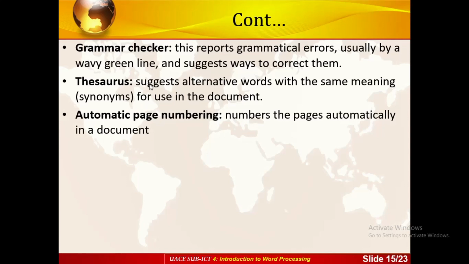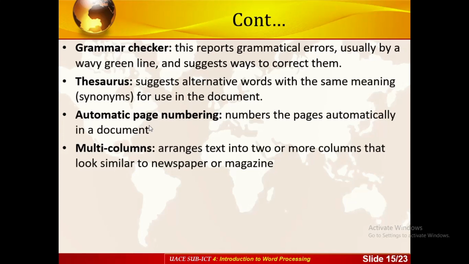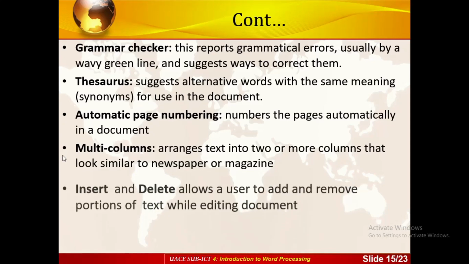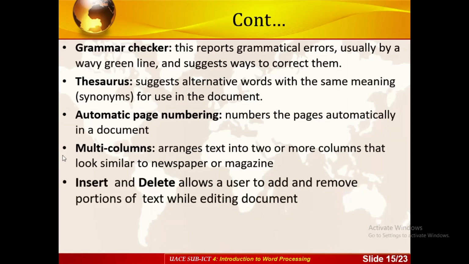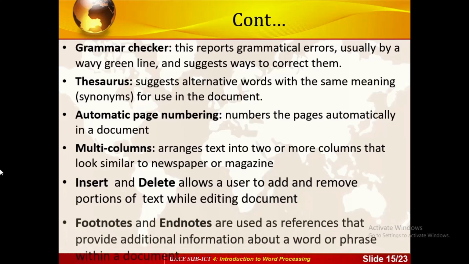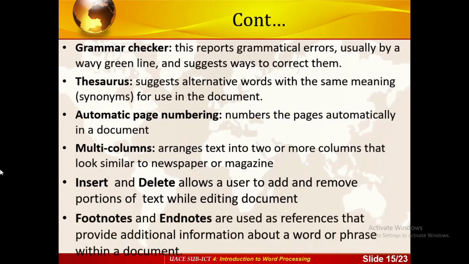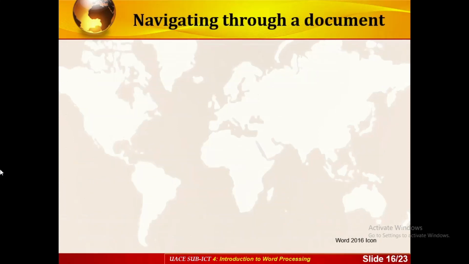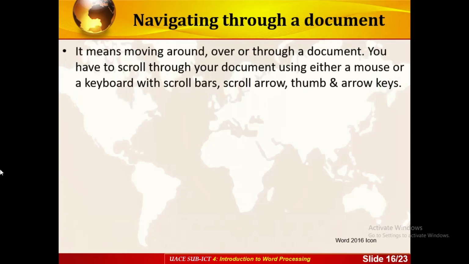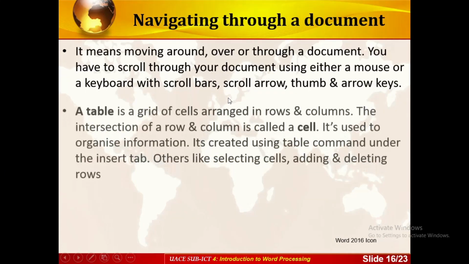Then you have automatic page numbering, where the pages are automatically numbered in the document. Then columns, where we need more than two columns, and they look very nice in newspapers or magazines. The search and delete allows you to add and remove portions of text while editing. Footnotes and endnotes are used as references to provide additional information about a phrase, a word, or anything within the document. Navigating means moving around through the document, scrolling up and down to have access to the information that you want, or you can use scroll bars.